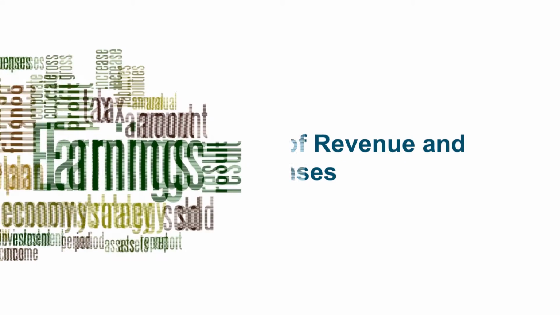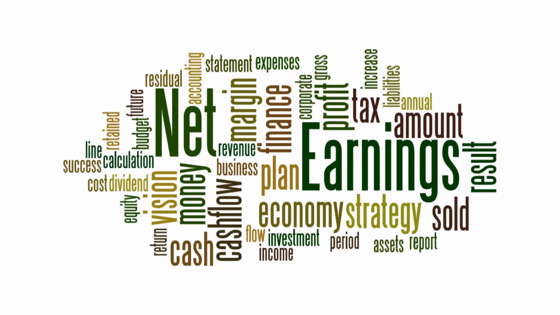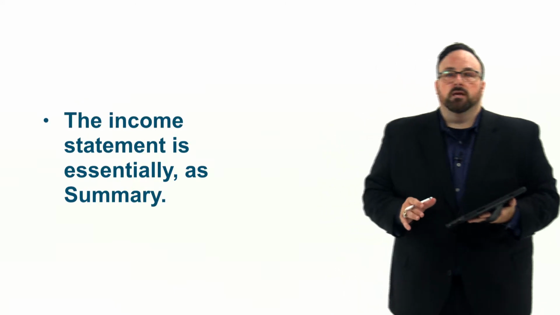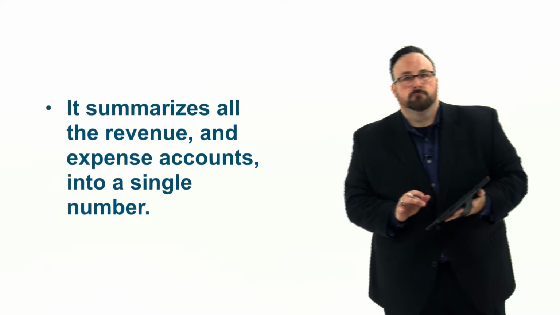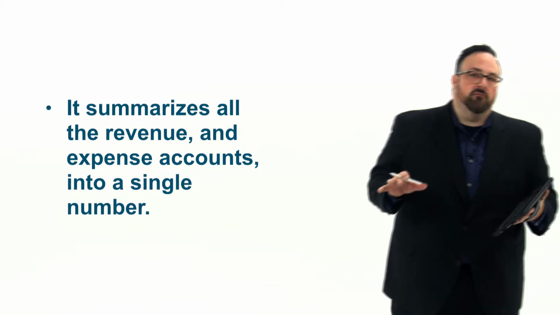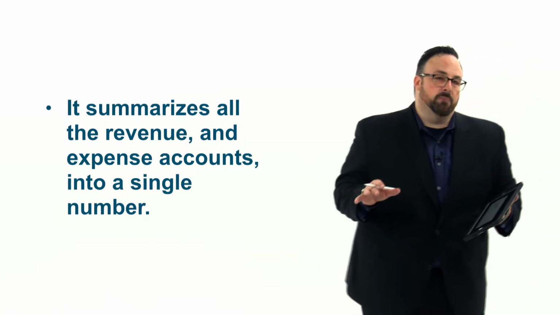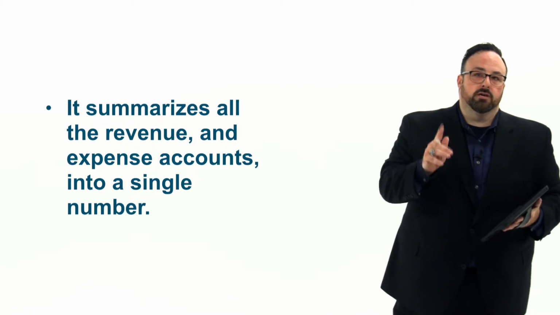Okay, with the income statement, we're in Unit 2.2, Recognition of Revenue and Expenses. As you can see, we're dealing with a lot of different things here. Paying things out and watching our net earnings grow. Now, the income statement is essentially a summary. It summarizes the revenue, earnings, and expense accounts into one single number.